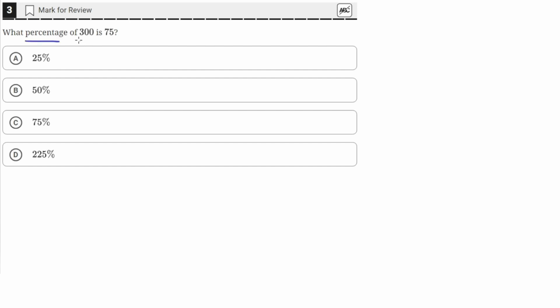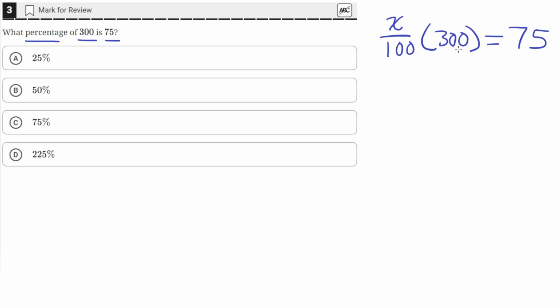What percentage of 300 is 75? Okay, so we need to find a percentage of 300 that is equal to 75. So this can be written as x over 100 times 300, which equals 75. So this x over 100 is like the percentage, and then we multiply that with 300 to get a percentage of 300, and we want that to equal 75.